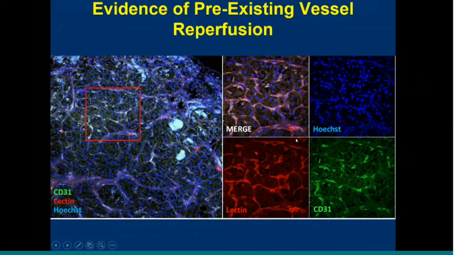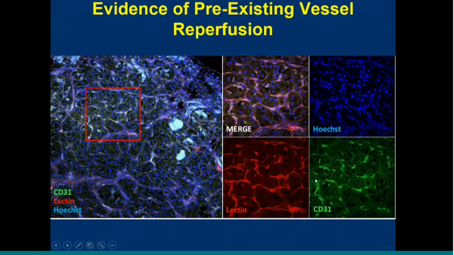We then extracted the tumor for histology, fixed it, sliced it, and then stained this with CD31, which is a human-specific antibody. And so everything that's stained in green here are human endothelial cells. And you can see there is very good co-localization between the lectin and the CD31 channels, which to us implies that human blood vessels are somehow being reperfused with blood when the tumor fragments are engrafted into the CAM.